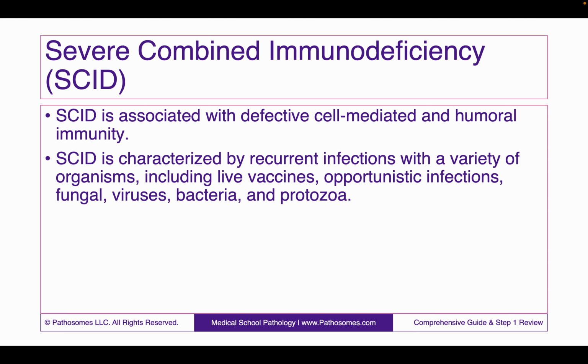SCID is associated with defective cell-mediated and humoral immunity. SCID is characterized by recurrent infections with a variety of organisms, including live vaccines, opportunistic infections, fungal, viruses, bacteria, and protozoa.